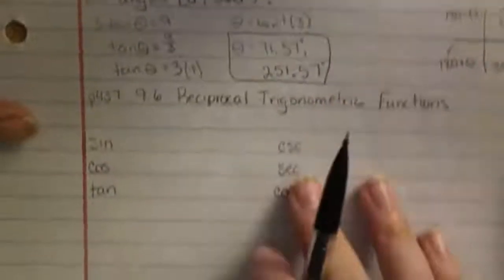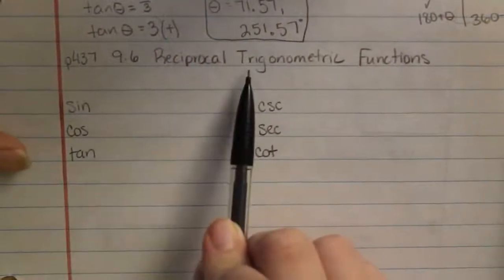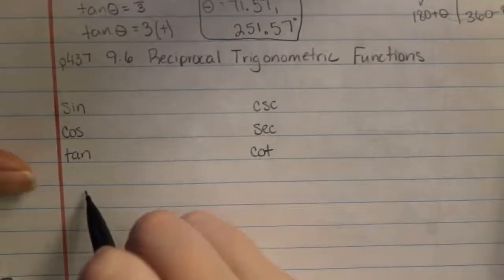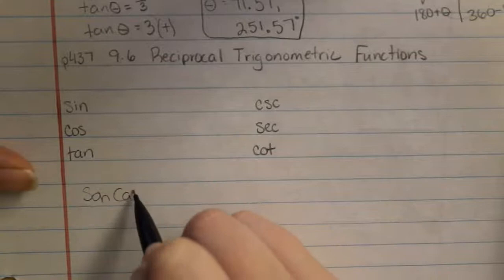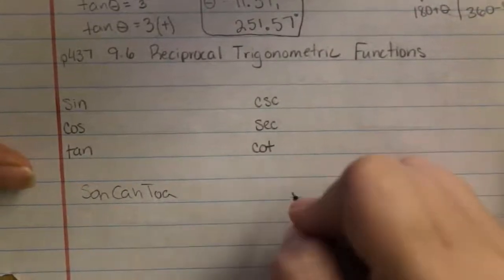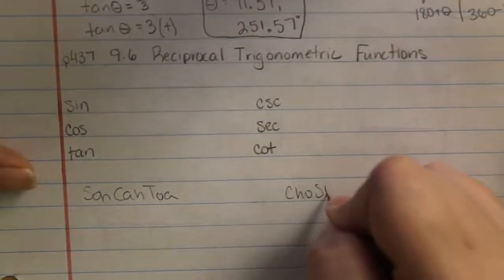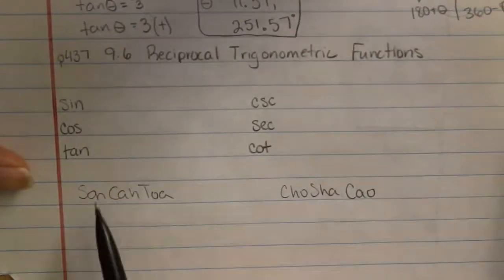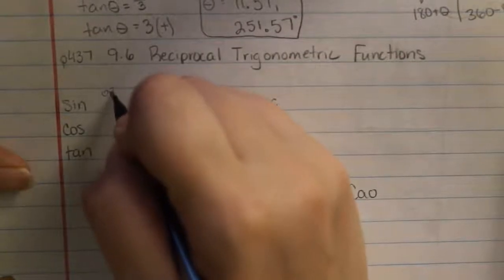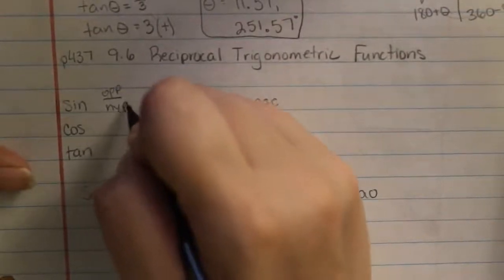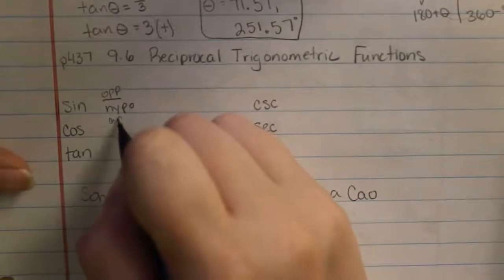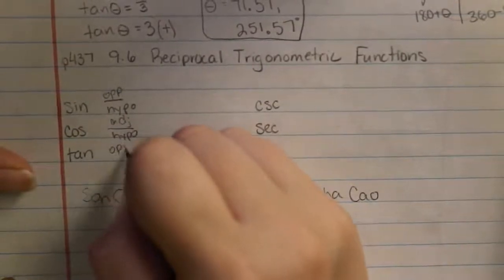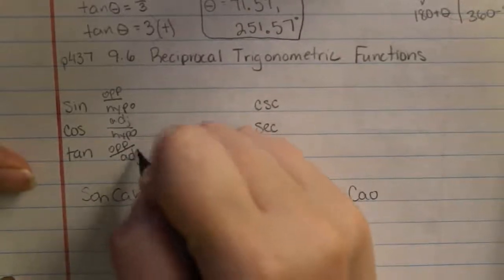And then the last thing for today in 9.6 was just the reciprocal trigonometric functions. So I'm going to take this time to review sine, cosine, and tangent with you, which is SOH CAH TOA. And then we've got CHO SHA CAO. So this one's not as easy to remember, but this one is. So sine is opposite over hypotenuse. Cosine is adjacent over hypotenuse. And tangent is opposite over adjacent.